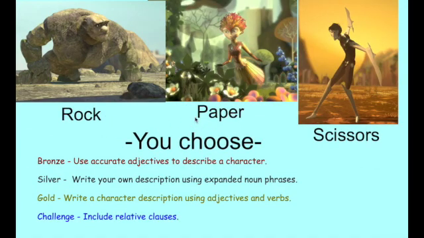For silver and gold, I'd like you to choose your character. So you could choose rock, paper, or scissors. Scissors might be an interesting one because he's a bit more evil, isn't he? Paper's very elegant, very floaty, a different way of moving, so that'd be interesting. Or you might want to go for a rock, and you want to make yours better than mine, which I reckon you could do. And for challenge, include some relative clauses in your work, and if you can remember what they are, have a go at inputting those into your paragraphs.